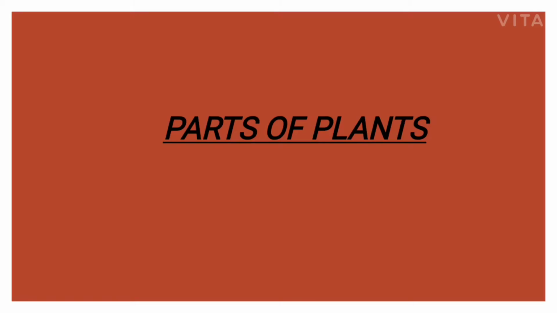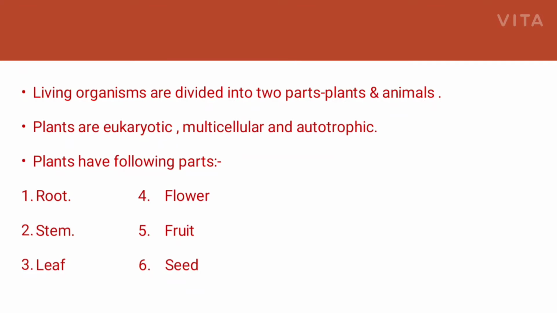In this video, we are going to study parts of plants. There are different living organisms in our surroundings, which are divided into two parts, plants and animals. Plants are eukaryotic, multicellular and autotrophic. Plants have the following parts: root, stem, leaf, flower, fruit, seed, etc. These are the different parts of plants.